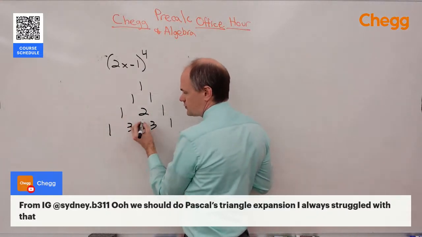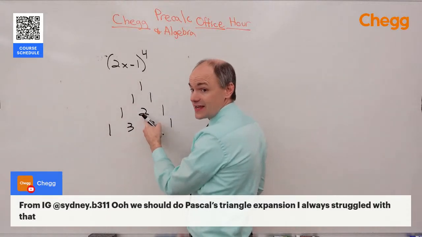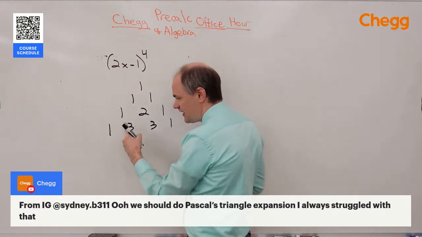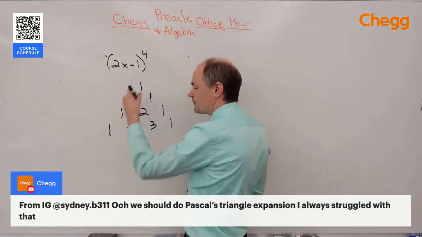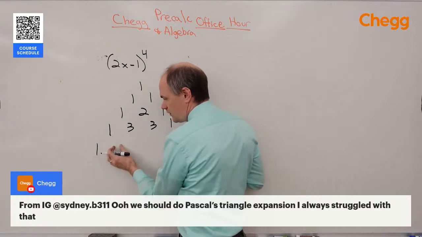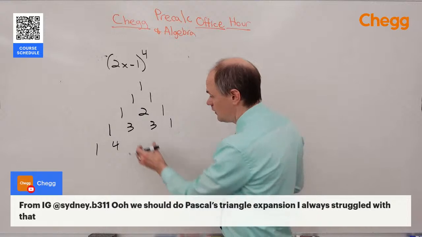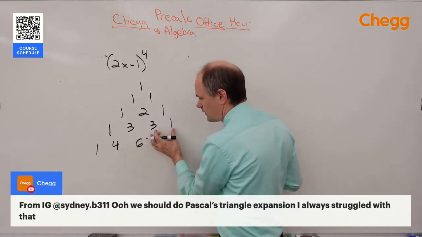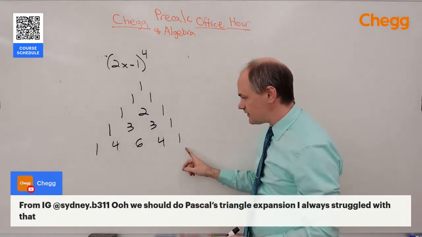This third row here with the 2, that tells us how we're going to expand something with the 2nd power. The 1 with the 3, that tells us how to expand something with a 3rd power. We have a 4th power, so we'll go again. 1 and 3 make 4. That means this row is going to tell us how to do a 4th power. 3 and 3 makes 6. 3 and 1 makes 4. And we do a 1 on the edge.